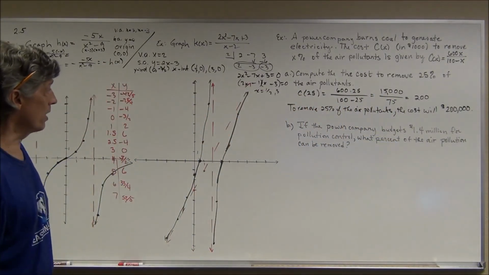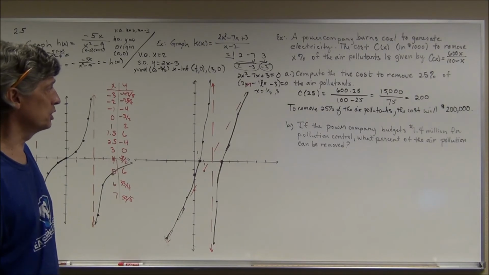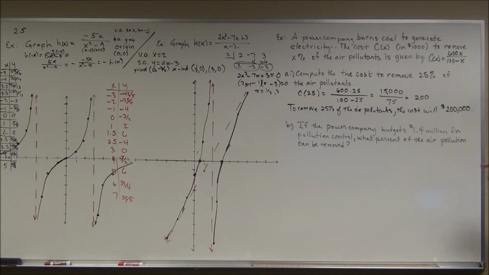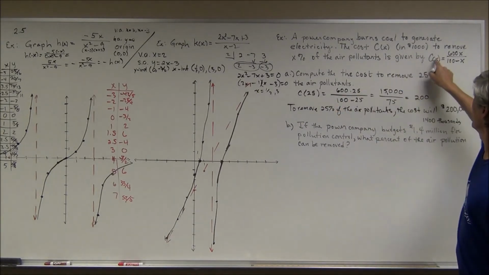Now, in part B, it says if the power company budgets $1.4 million for pollution control, what percent of the air pollution can be removed? Well, in this case, we've got to think of 1.4 million in terms of thousands. 1.4 million is 1,400 thousand. Don't plug 1.4 million in for this problem because it's not going to work out. Remember, C of X is in thousands of dollars. So I'm going to plug 1,400 in for C of X right here.